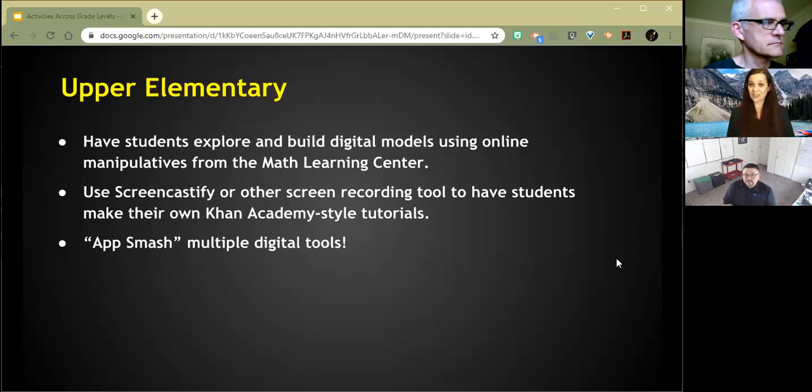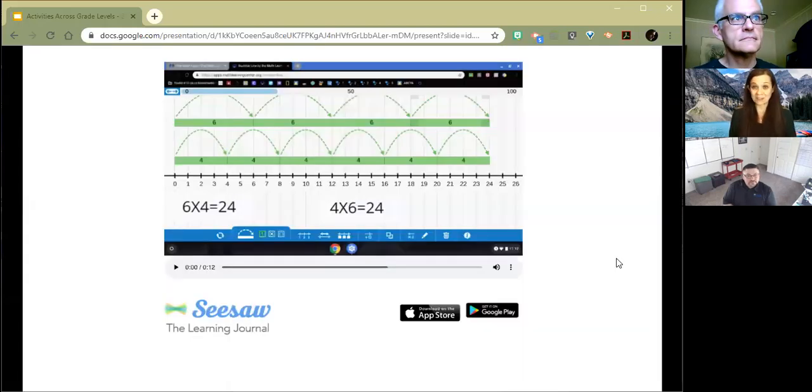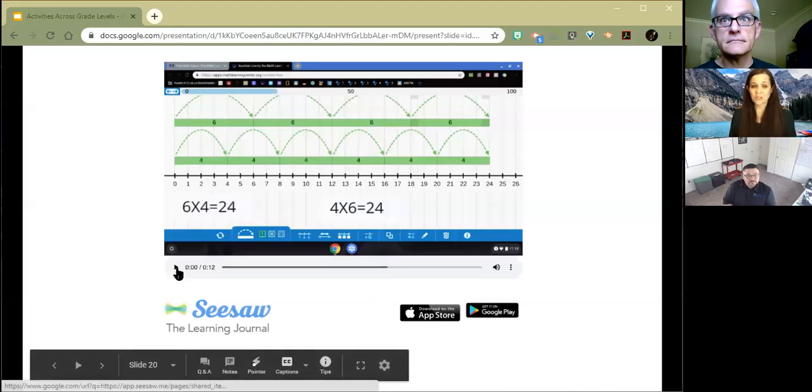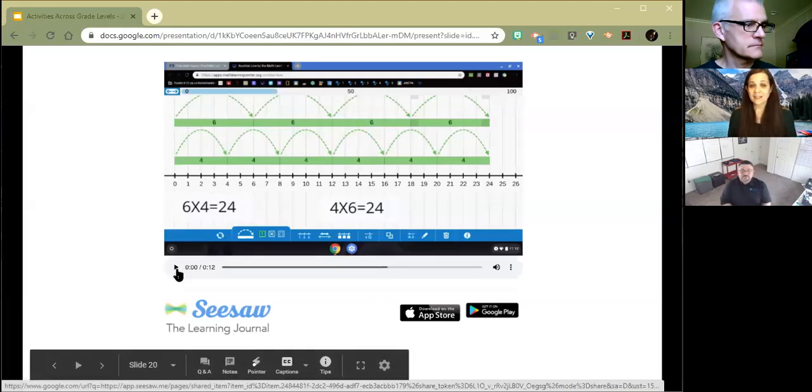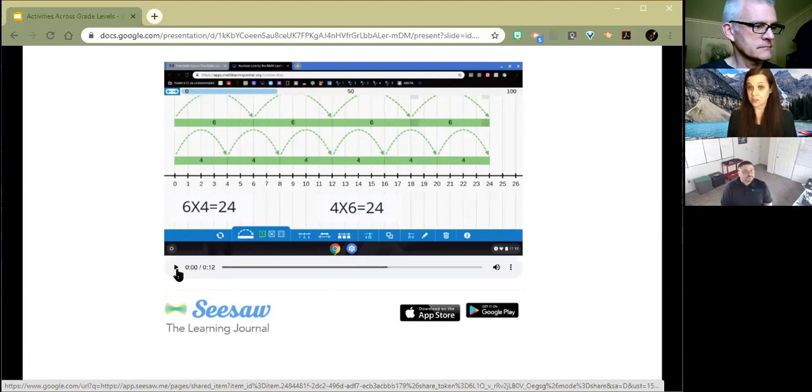So if we can have kids engage with those math manipulatives and then record their learning, it really is that highest level, being able to teach someone. And then of course, when we smash together multiple digital tools, I'll have you turn the page, Rushton, and show a live example of this. So in this example, before Rushton hits play, it is one of those very manipulatives I mentioned back from the Math Learning Center. Students made a model of a math concept. Let's let Eden explain it for us.